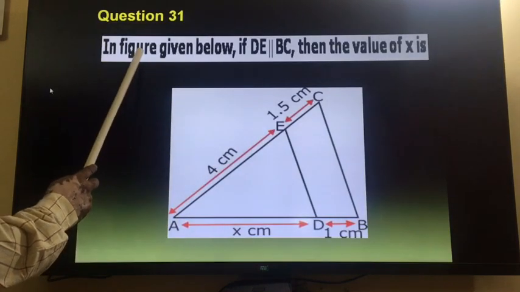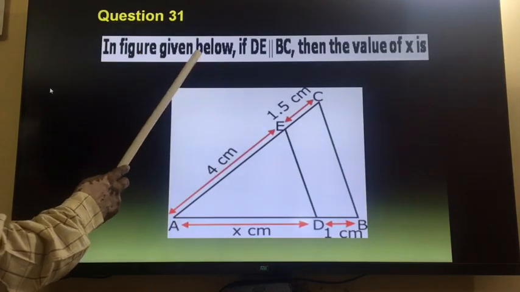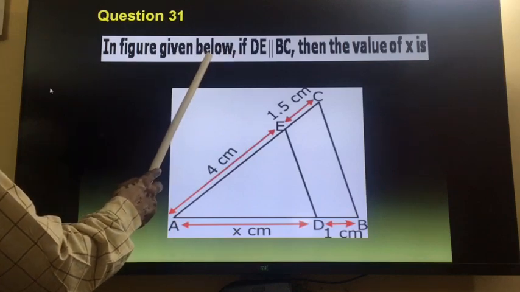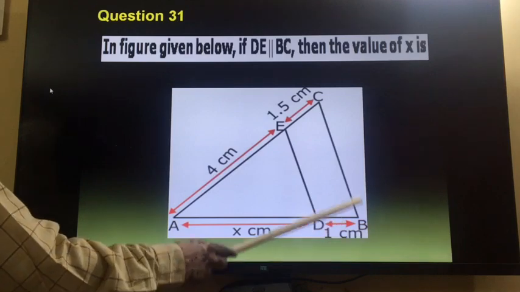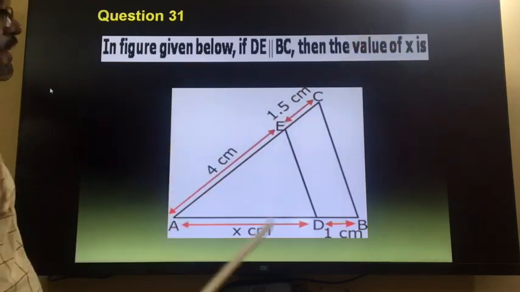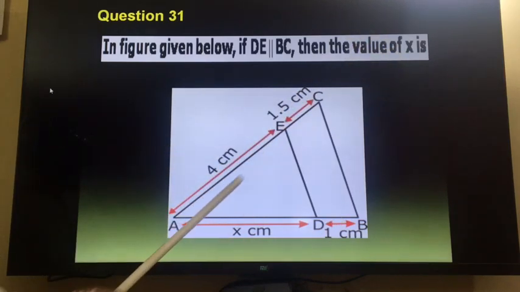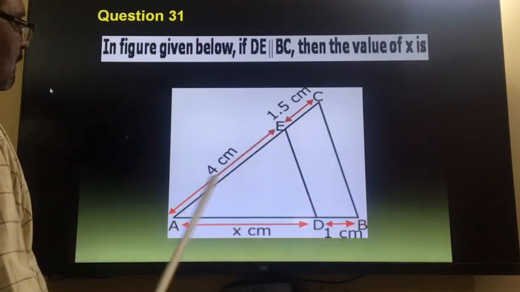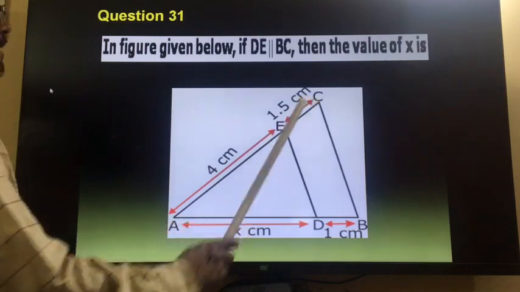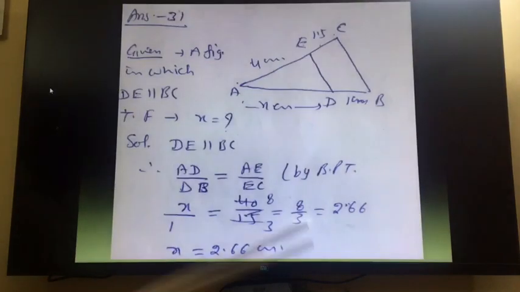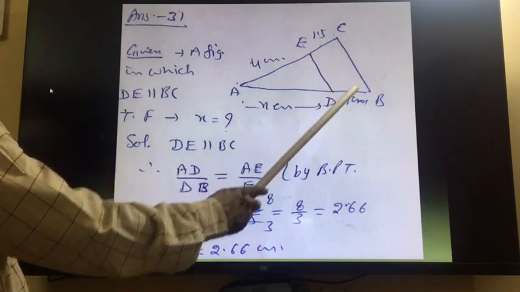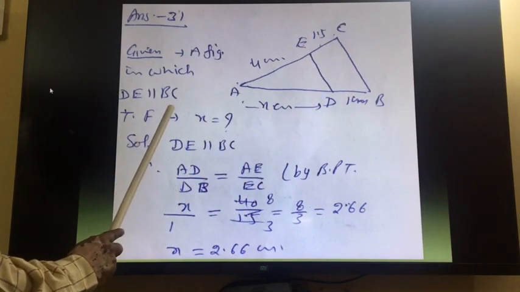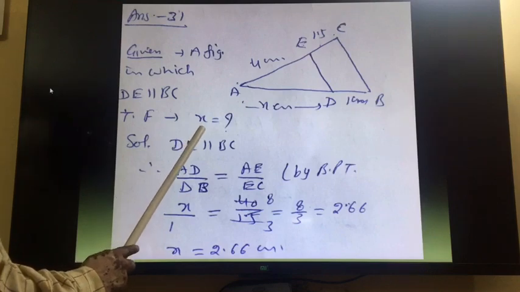Now question number 31. Here in the given figure, DE line is parallel to BC. Then we have to find out the value of x. So again by BPT theorem we can write AD upon DB is equal to AE upon EC. So solution: a triangle and one figure is given in which DE line is parallel to BC, and we have to find out the value of x.